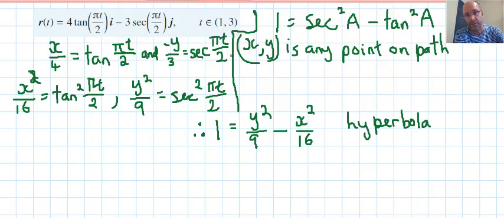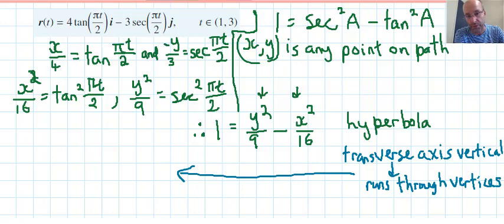Because it's in the form of y squared minus x squared and not vice versa, it's a special feature about this hyperbolic path. And because it's y squared minus x squared and not x squared minus y squared, the orientation means that what's called the transverse axis is vertical. Now the transverse axis is something that runs through the vertices. Let me explain by illustration.